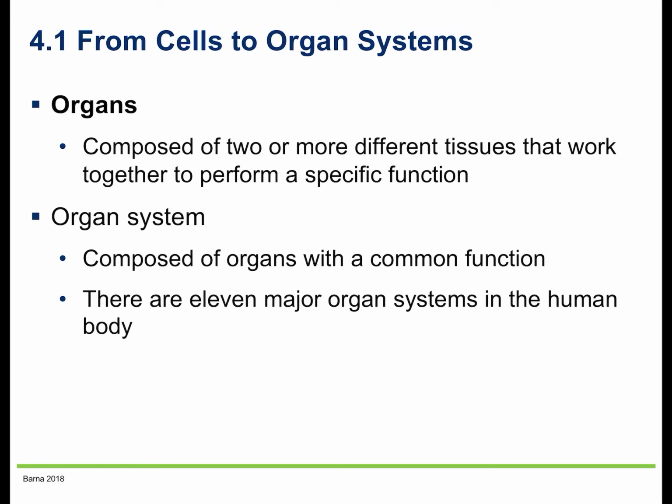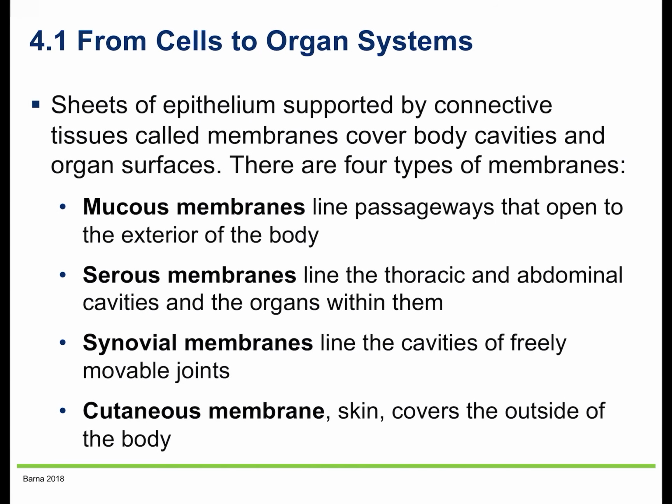Okay, so organs are composed of 2 or more different tissues that perform a specific function, and organs will come together to form organ systems. Now, epithelium, supported by connective tissues called membranes, these line our body cavities. We have a couple different types of membrane examples here. You have mucous membranes. So this would line your mouth to anus tube. So if you're doing an endoscope or a colonoscopy scope, your first thing that you would encounter is this mucus-like substance. This is the epithelium there. Also, your respiratory tract is lined with mucous membranes as well.